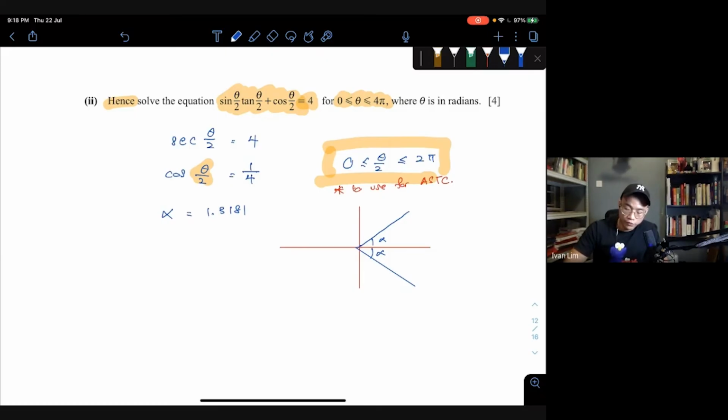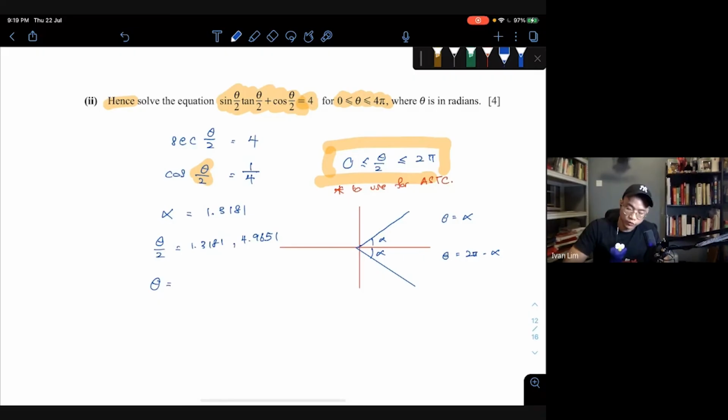So theta over 2 will be what? Don't straight away shift cos 1 over 4 and then take that as the answer. That is also another common mistake. Here my angle will be alpha itself. Here my angle will be 2 pi minus alpha. So 1.3181, then 2 pi minus 1.3181, you'll get 4.9651.